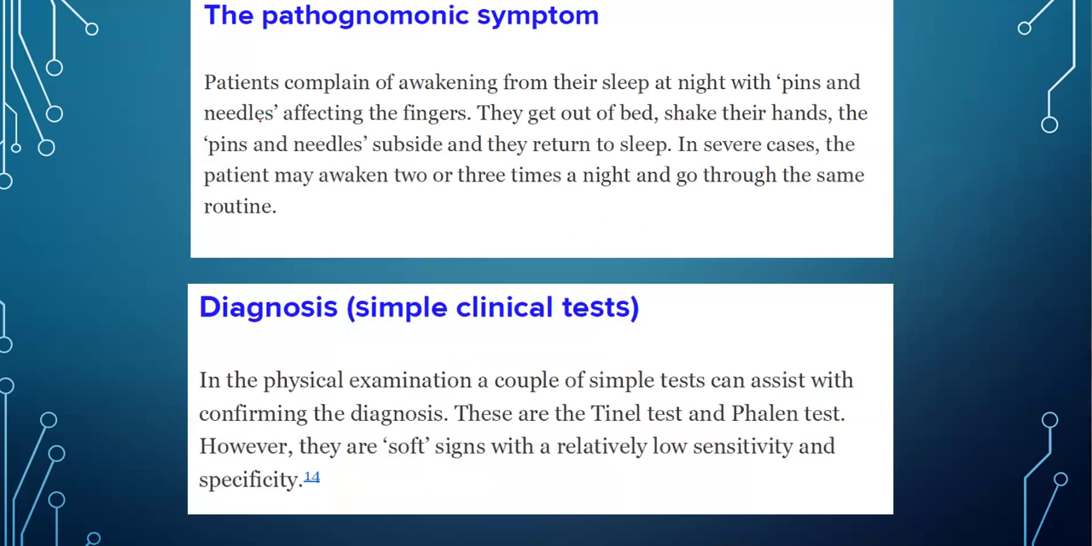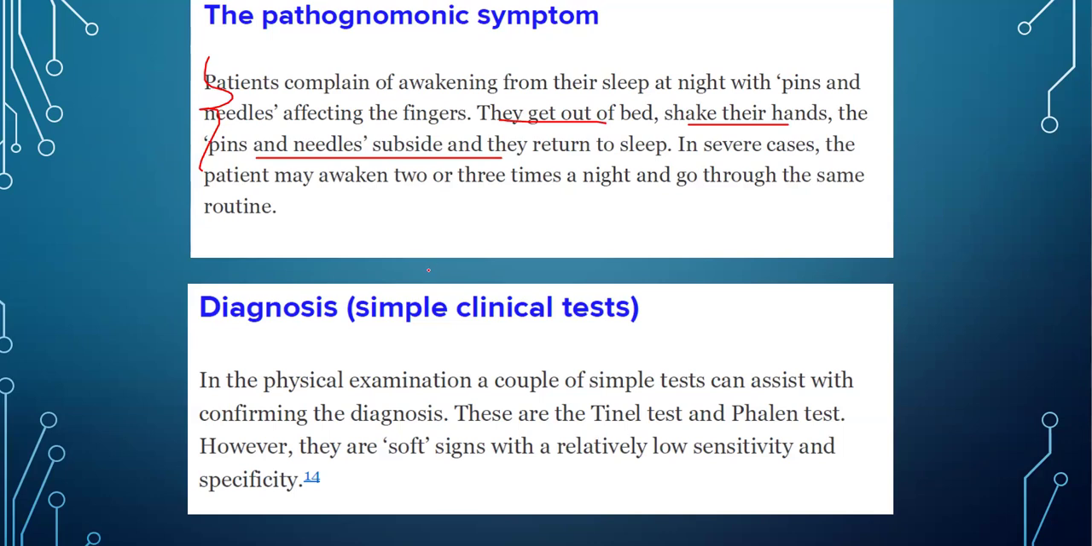So the pathognomonic sign of carpal tunnel syndrome is that the patient will say that they wake up in the middle of the night because they feel pins and needles in their fingers. They get out of the bed, shake their hand, and then the pins and needles will subside. So that's one of the very important features of CTS.